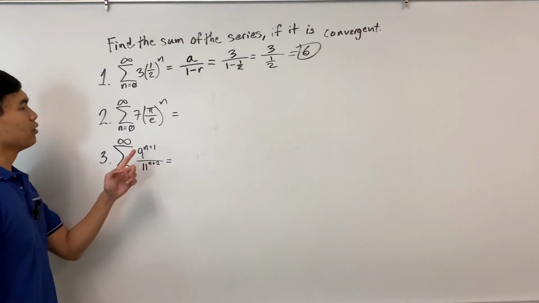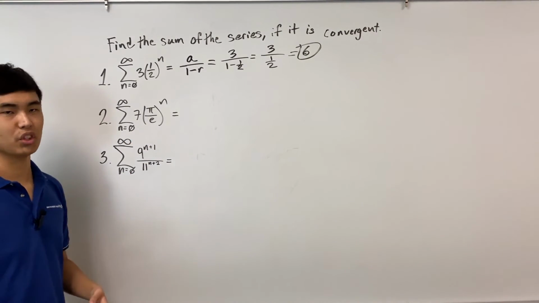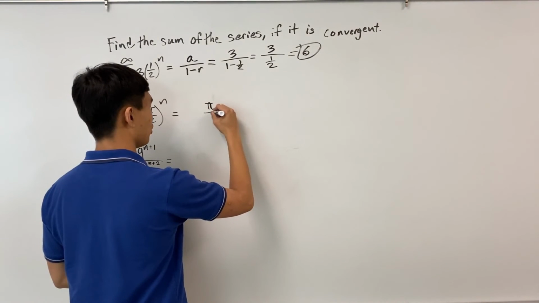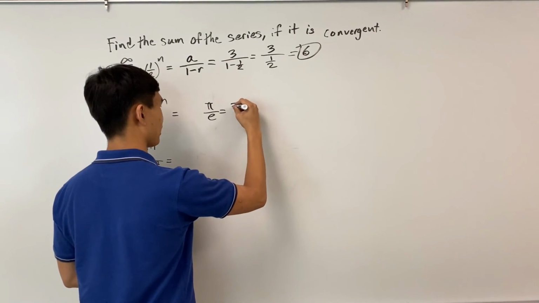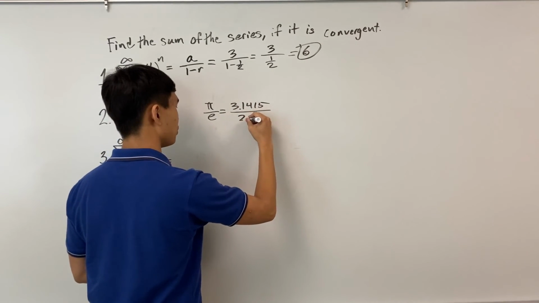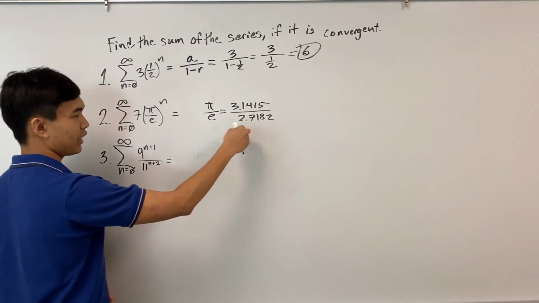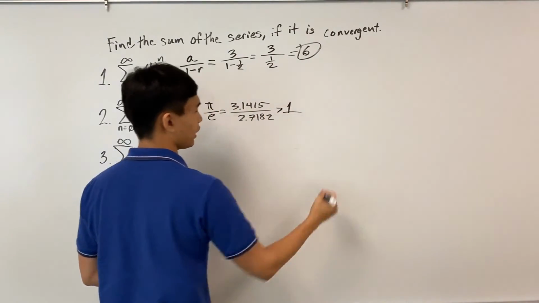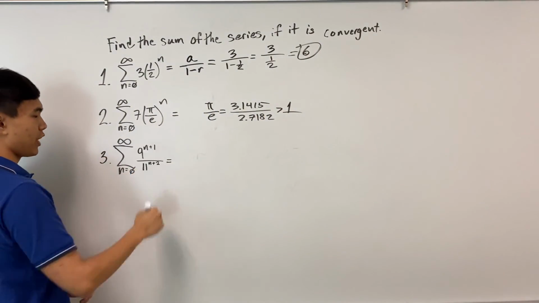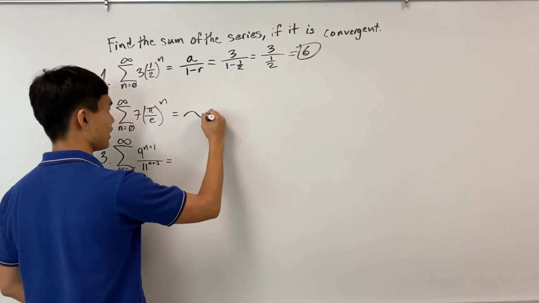Same deal here, but we have to find the value of pi over e to check if the series is convergent or not. Pi over e is roughly 3.1415 over 2.7182. Since pi is greater than e, this will be greater than 1. And so since this ratio is greater than 1, the series is divergent, and so the sum is infinity.